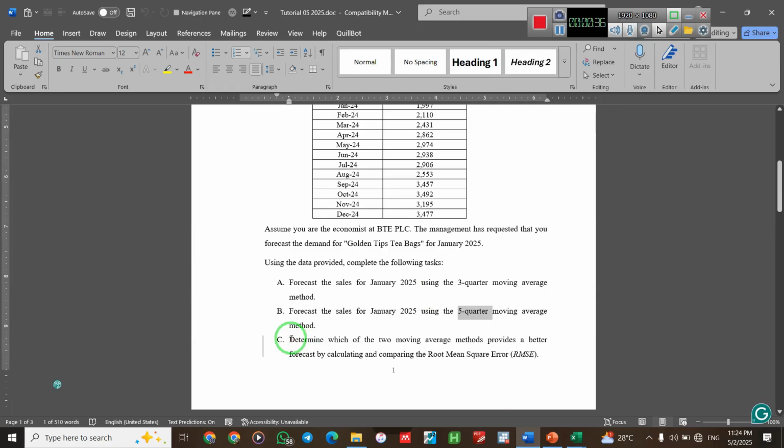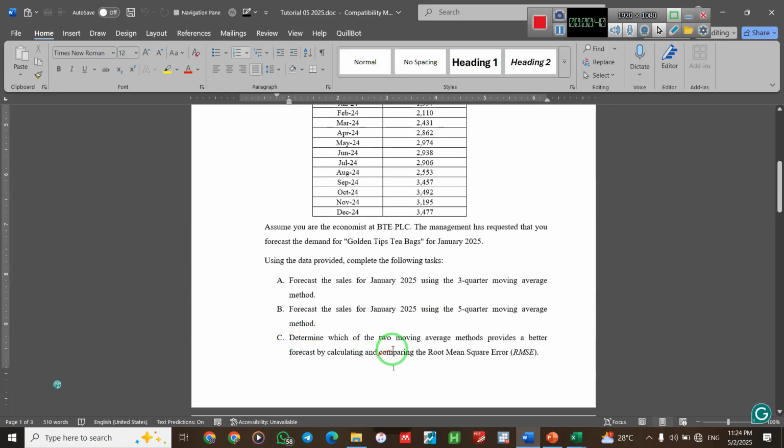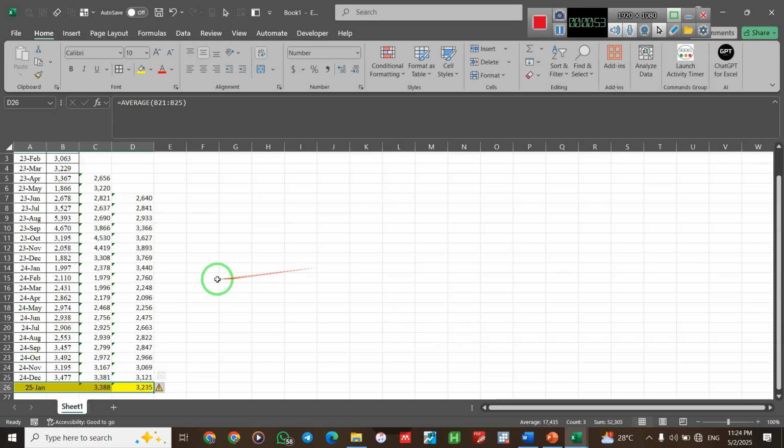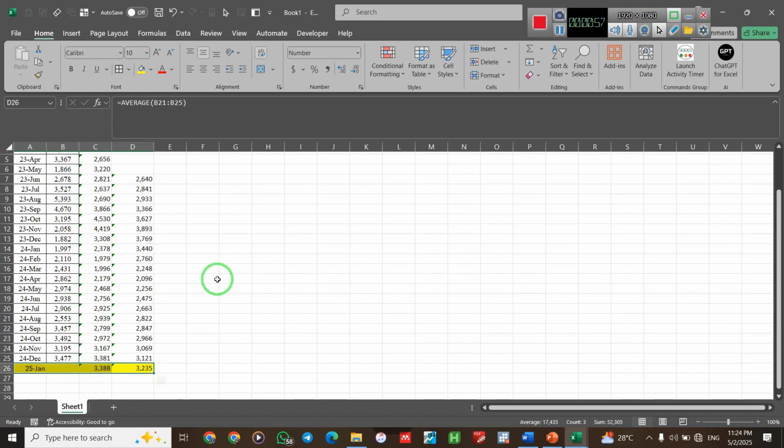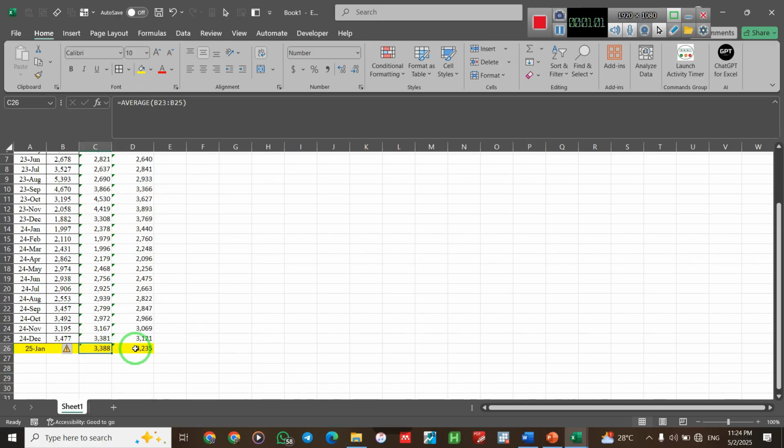In the second question they are asking us to determine which of the 2 moving average methods provides a better forecast by calculating and comparing the root mean square error, or RMSE. So now we have calculated the demand using the 3 quarter moving average and the 5 quarter moving average, right? But the answers are not the same.